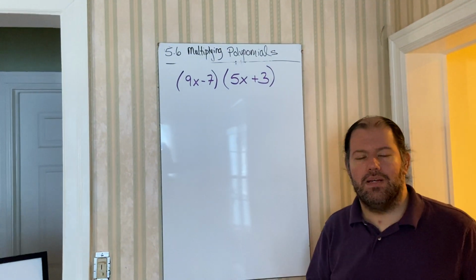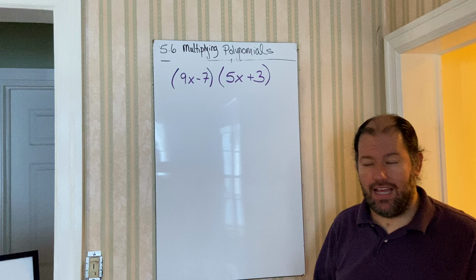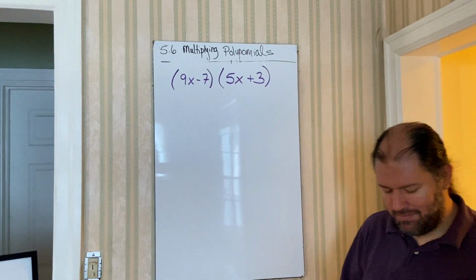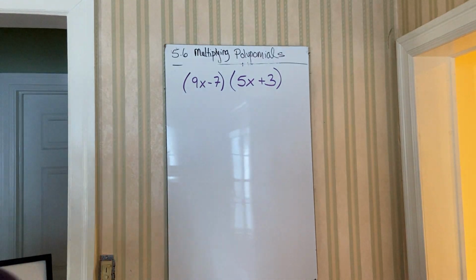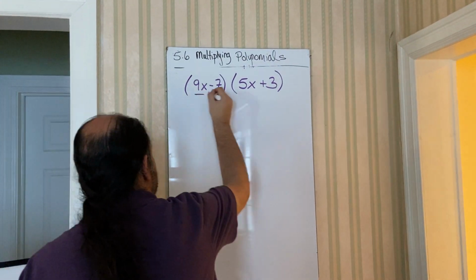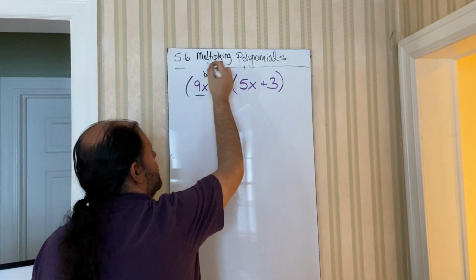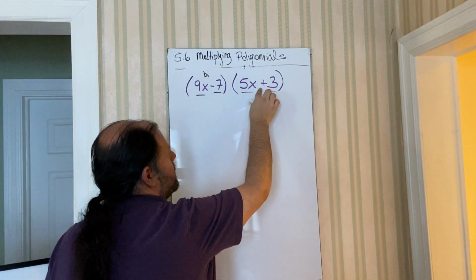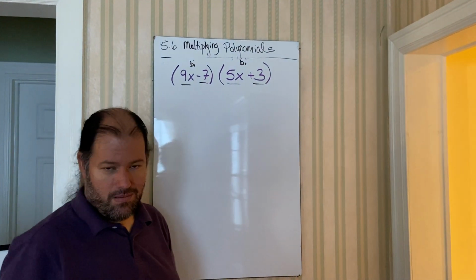So now I want to talk about what happens if we have a binomial times a binomial. How do I know this is a binomial times a binomial? Well, count how many terms are in each of the parentheses. Notice this one has 1, 2. Remember, that subtraction sign separates. And then 1, 2. Remember, addition sign separates. So we have a binomial times a binomial.